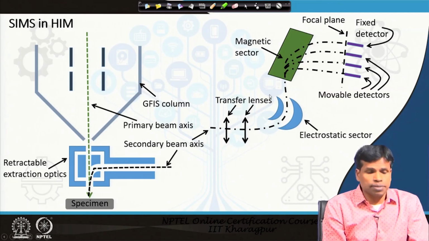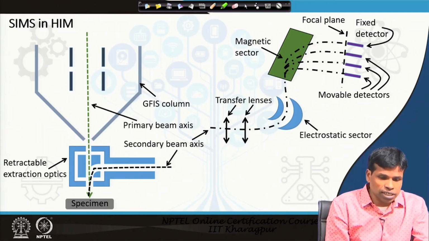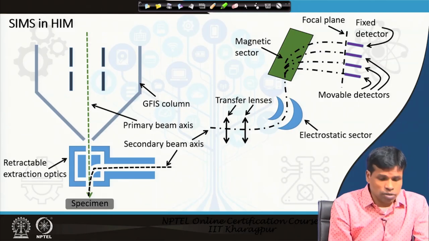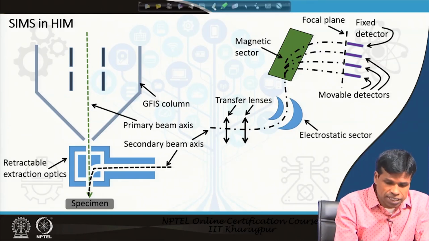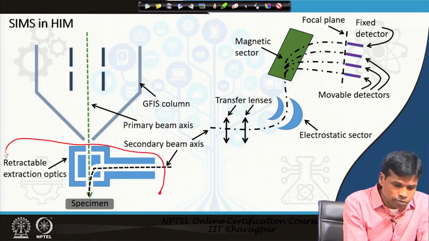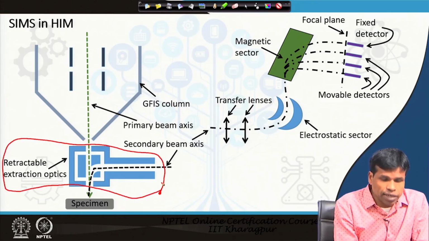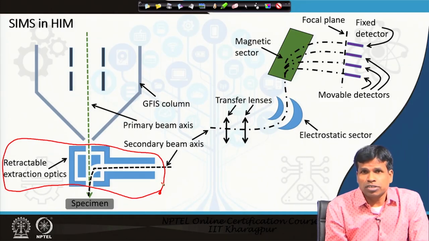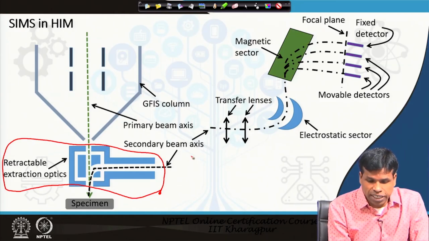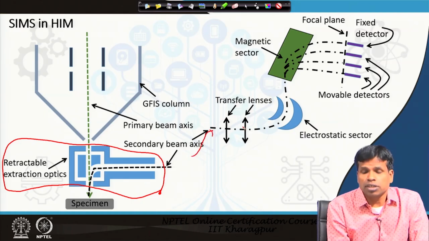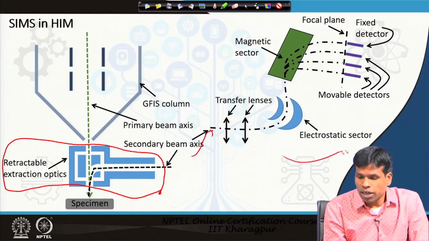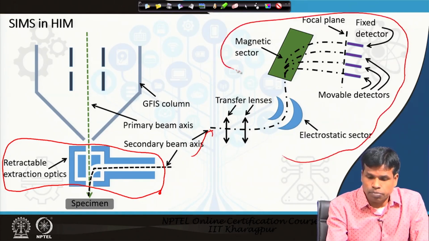It is a SIMS machine. How is it done? It is done in the ion microscopy column. We have additional parts here, which are retractable ion optics placed below the column. That allows us to collect the secondary ions, and those secondary ions go off-axis, passing through the transfer lens, etc. They then go to a mass spectrometer.